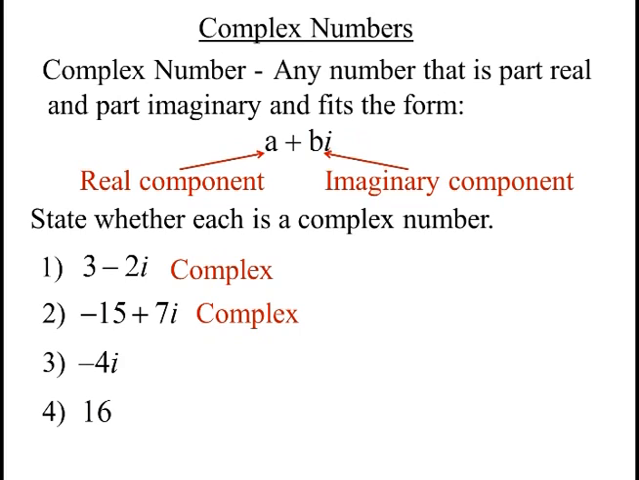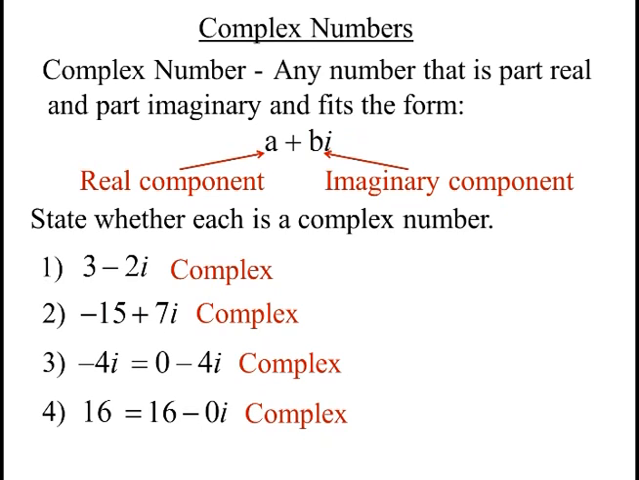Obviously, the second one is also complex, but is the third one complex? Actually, yes, it is, because it could be written as 0 minus 4i. 0 is the real component, negative 4i is the imaginary component. It's complex. How about number 4? The natural number 16. Is it complex? Yes, because it could be written as 16 minus 0i. It has no imaginary component, so we say it's 0i. It's also complex.